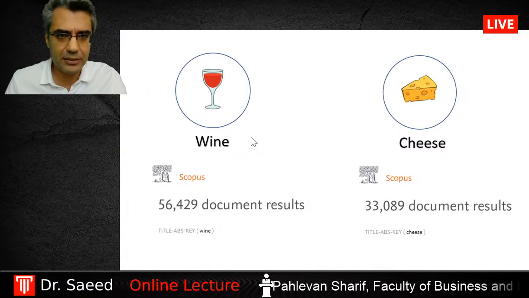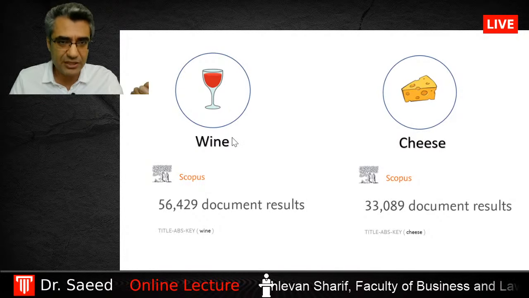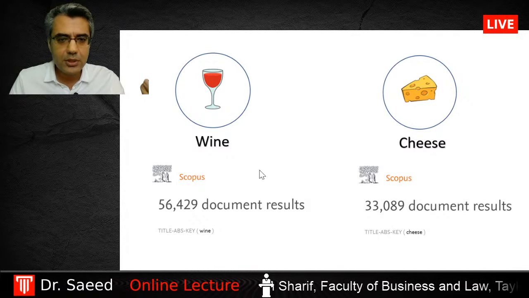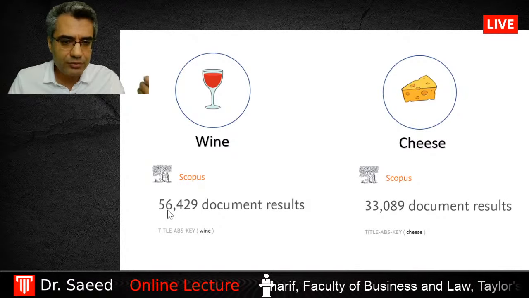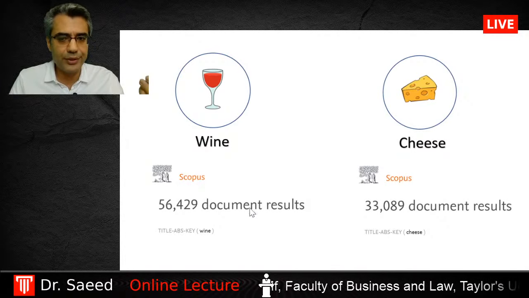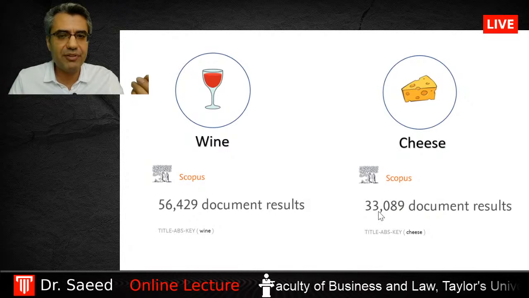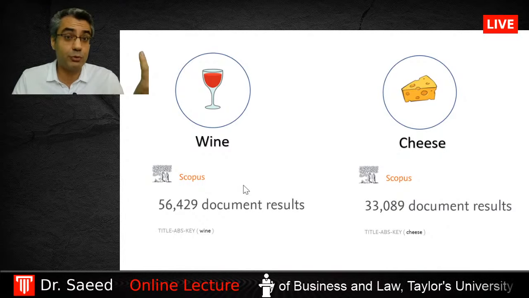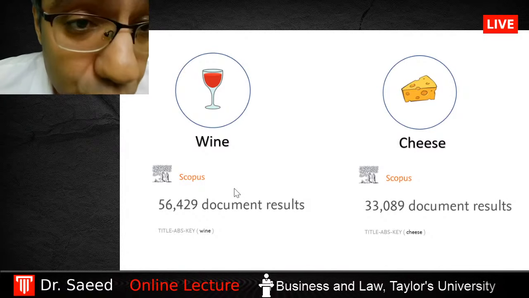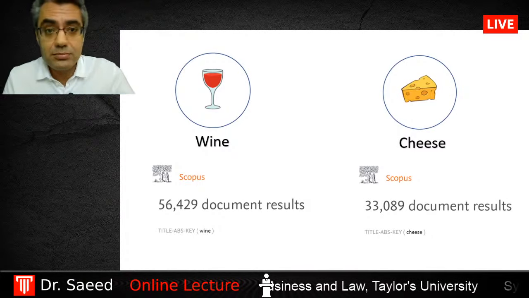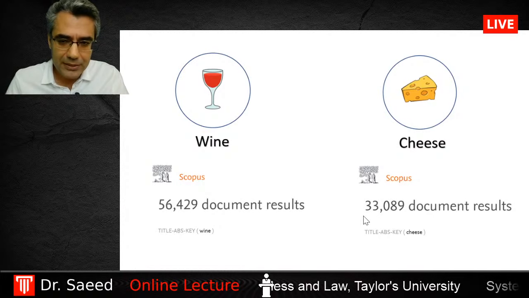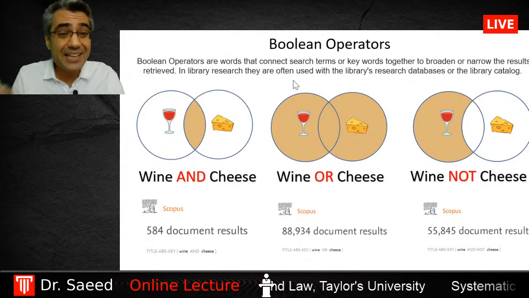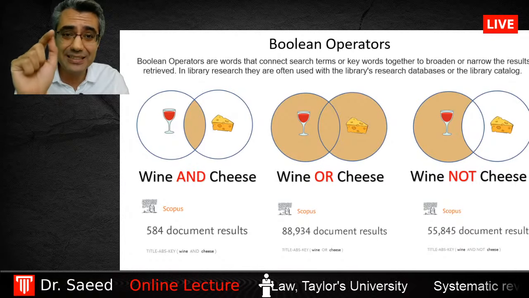Now, I want to share something. I checked yesterday using the Scopus search engine. I searched for wine and I searched for cheese. For wine, I found 56,000 records. When I searched for cheese, I found 33,000 records, right? This is exactly what you can search. If you don't trust me, try yourself later. So next, how to use the Boolean operators: and, or, not. These are the key things, right?